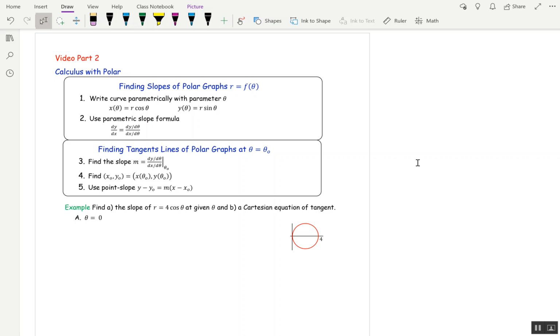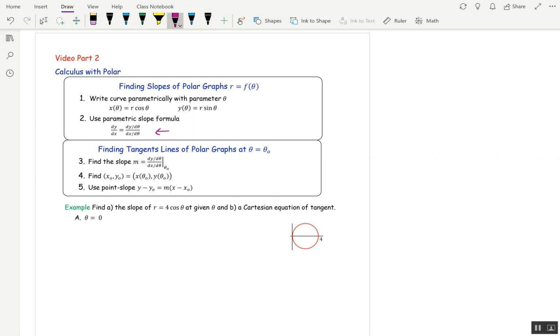First, write the curve parametrically. X is r cos theta, y is r sine theta. Second, use the parametric slope formula. So we know dy/dx is dy/dt over dx/dt if the parameter is t. So this is the same thing, except now the parameter is theta. Your book has a special formula involving f of theta and cos theta and sine theta. Don't use that. Just use this and what we already know.